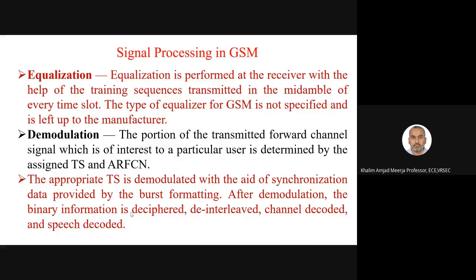Equalization is performed at the receiver with the help of training sequences transmitted in the midamble of every time slot. The type of equalizer for GSM is not specified and is left up to the manufacturer. For demodulation, the portion of the transmitted forward channel signal which is of interest to a particular user is determined by the assigned time slot and ARFCN. The appropriate time slot is demodulated with the aid of synchronization data provided by the burst formatting. After demodulation, the binary information is deciphered, deinterleaved, channel decoded, and speech decoded.